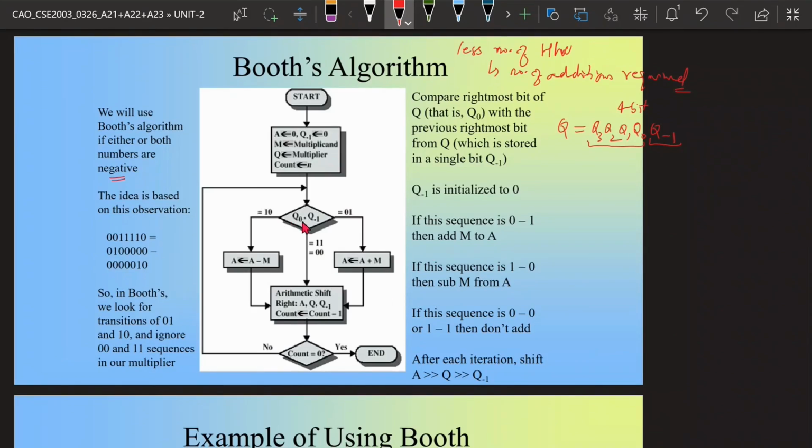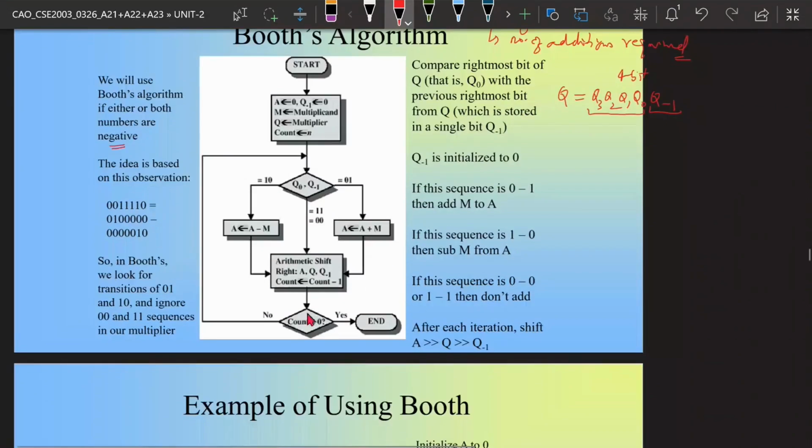Okay. So again, if Q0 and Q minus 1 are 1,0, then we should be doing A minus M. And when Q0 and Q minus 1 are 1,1 or 0,0, we perform no addition or subtraction; we just do the arithmetic shift right. Then we check whether the count is 0 or not. If it is not 0, we repeat the same. If it is 0, we end the operation. Here M stands for the multiplicand, Q stands for the multiplier, and the count again has the same n value. This n is the length of the multiplicand or multiplier, which have the same length, and the accumulator register A also has that length.